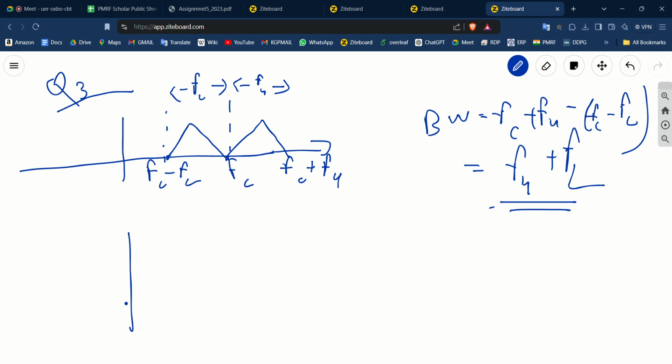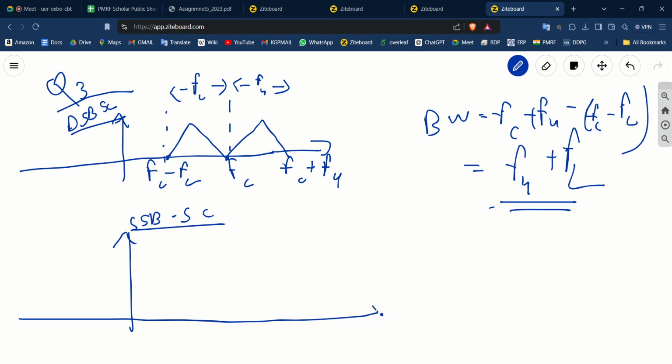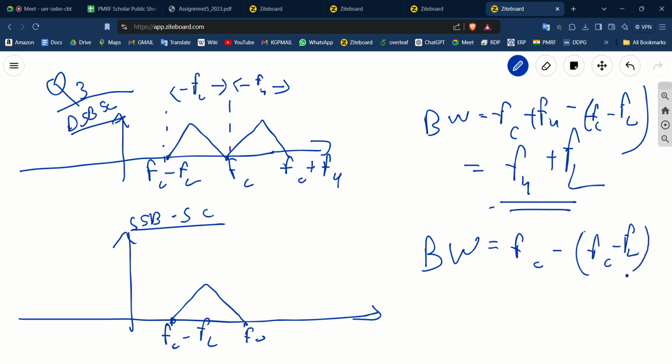This is for DSBSC. But the same information you can send via SSBSC, and you will need only half as much bandwidth. Just FC, this is FC minus FL. So the bandwidth you need is FL. So you require much less bandwidth to transmit the same information.